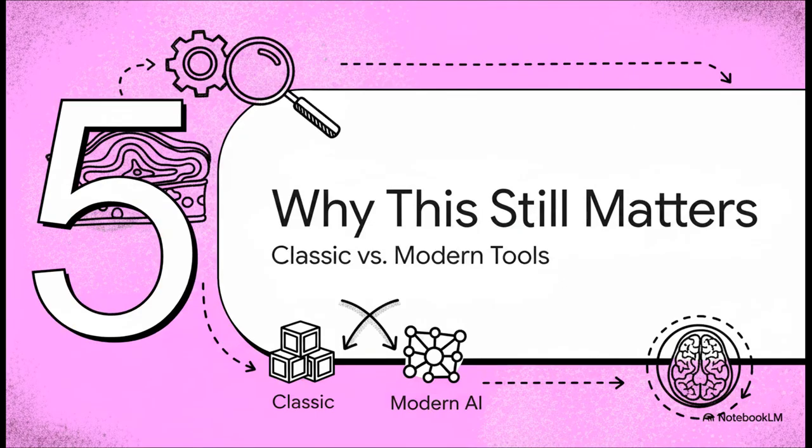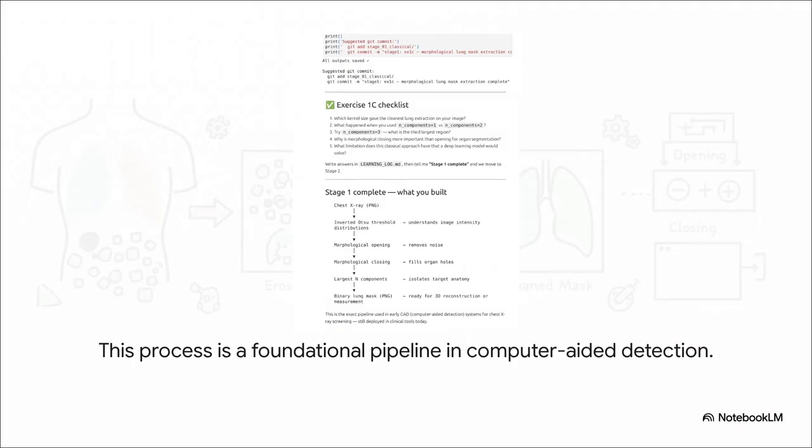Okay, so we've built our pipeline, we've tuned it, but you might be wondering, with all the crazy AI and deep learning stuff out there today, why are we even talking about this classic technique? Does it still matter? It absolutely does, because what you've just learned isn't some dusty, old academic exercise. This exact process, going from a raw image to thresholding it, cleaning it with these operations, and isolating the components, this is a foundational pipeline in computer-aided detection. It's logical, you can explain every step, and it just works.